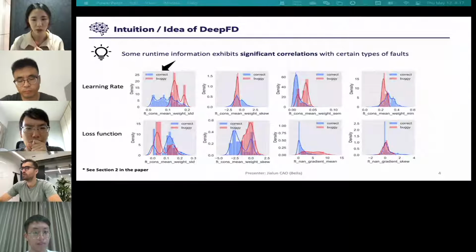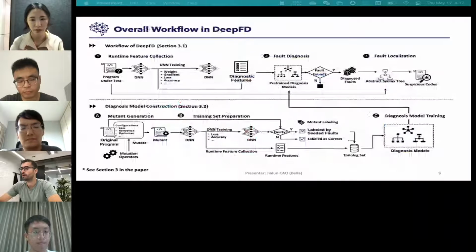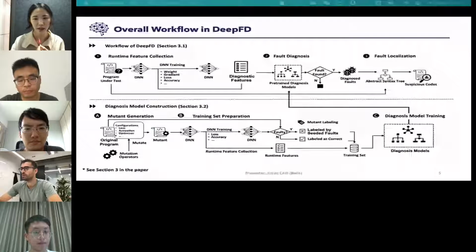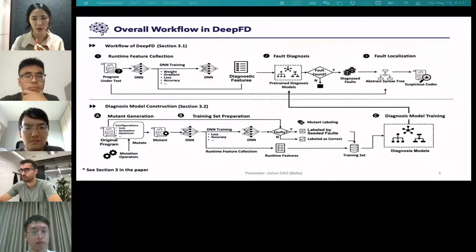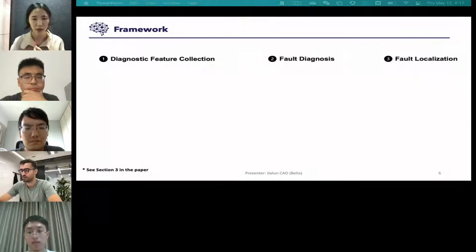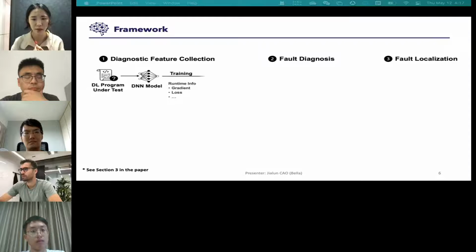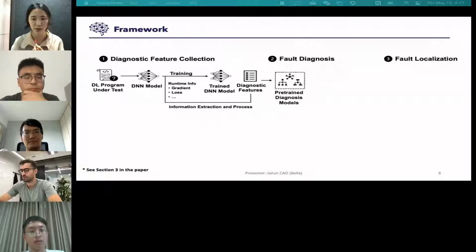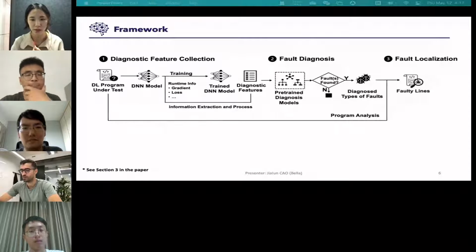Based on this idea, we then zoom out to a bigger view. Here is the whole picture of DeepFT. The upper part is the workflow of DeepFT, while the lower part is the preparation for it. We will skip the details of the lower part and briefly introduce the upper part. The workflow of DeepFT comprises 3 steps. Given a program, DeepFT constructs the DNN architecture and collects runtime data such as loss and neurons information by training the DNN model. And after applying a series of statistic operators, the diagnosed features are produced.